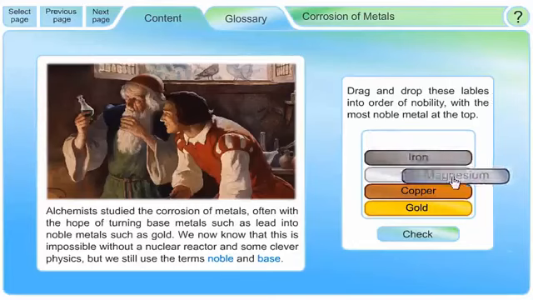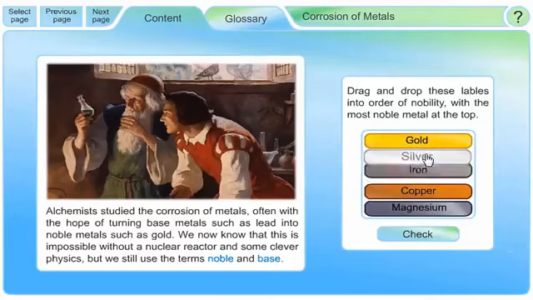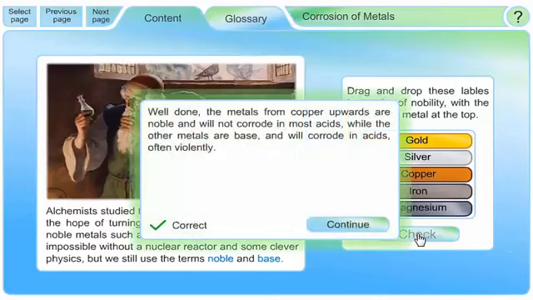Magnesium is clearly the most reactive, and gold the most noble. Silver is less noble than gold, but more noble than copper, and iron is less noble than copper. And if we click that link, we could check it. All the metals from copper upwards are relatively noble, while metals below copper are base and will corrode in acids and will corrode in all other environments as well.